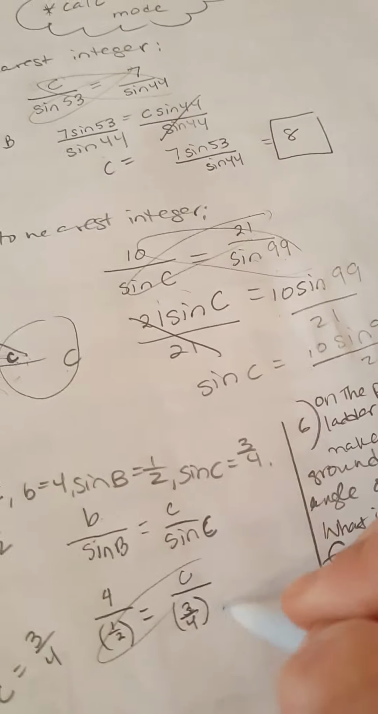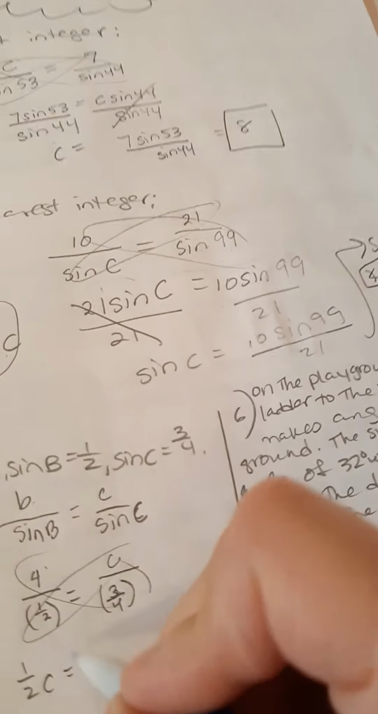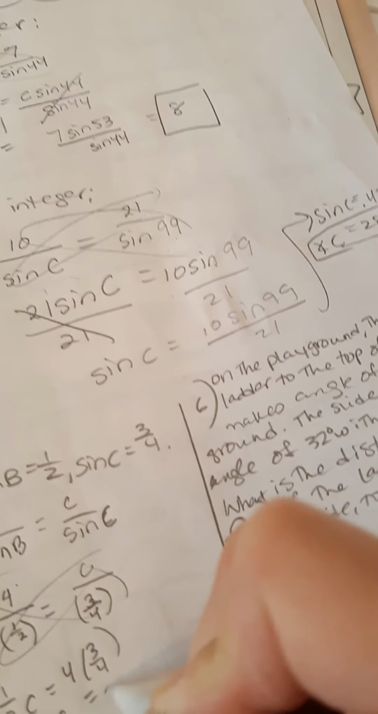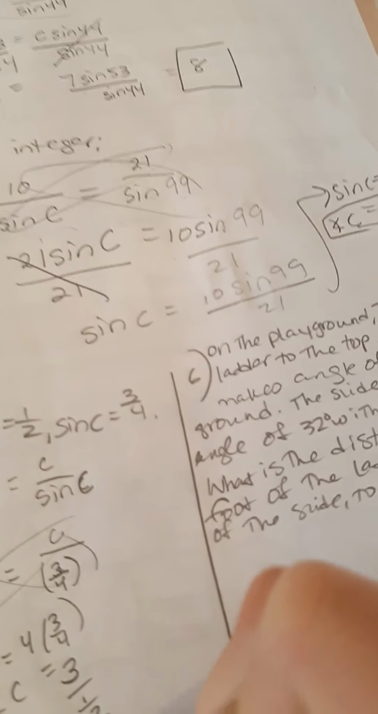So you cross multiply, and you get 1/2 C equals 4 times 3/4. So 1/2 C equals 3. Divide by 1/2. C is 6.